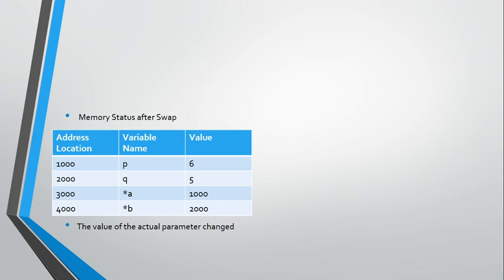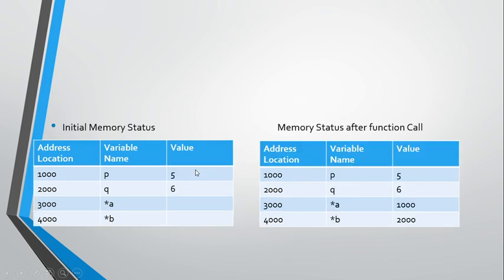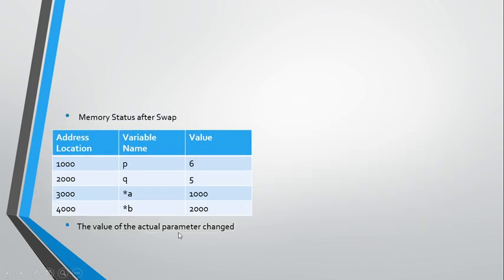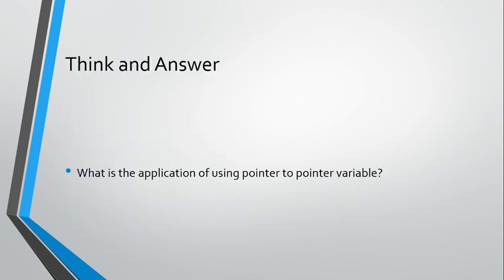The actual swapping is performed. What happens is that the actual value is being changed. Earlier it was 5 6, now it is 6 5. The actual value is being changed. So pass by reference can be implemented using pointers.